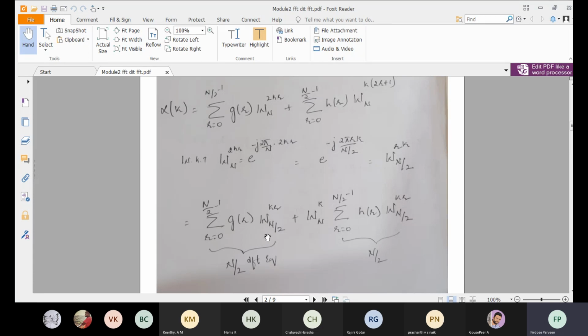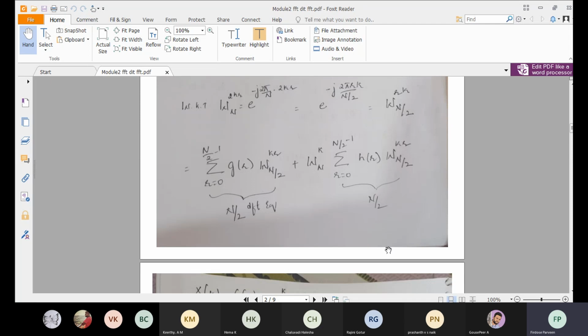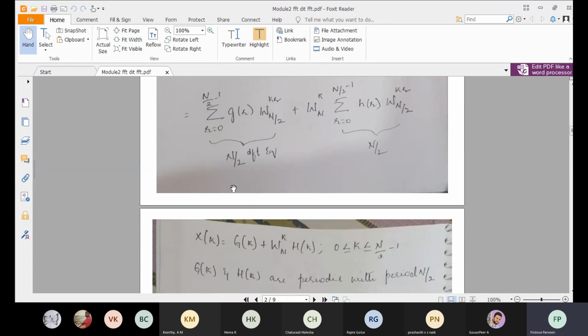So this is nothing but, when it is W_n, we tell it is n point. So this is n by 2 point DFT. This is called as n by 2 point DFT. So this can also be written as x of k is equal to g of k plus W_n to the power of k into h of k. Since it is n by 2, we will be writing 0 till n by 2 minus 1 like this. Okay, it is not n point, it is n by 2 point.